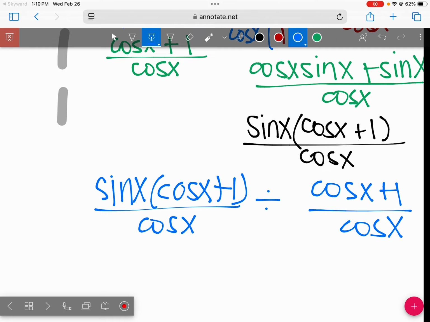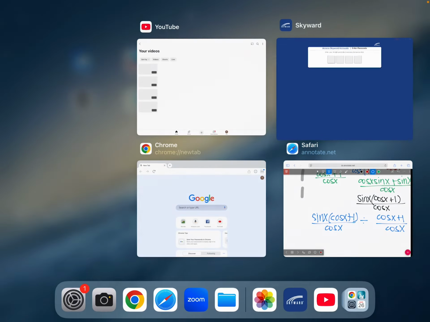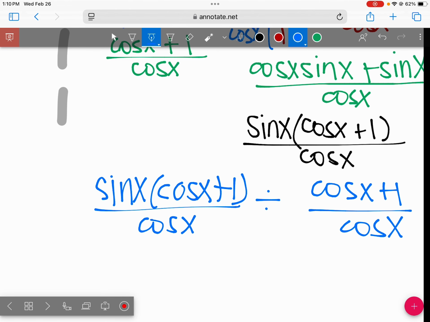Take a minute or 30 seconds and go ahead and try to figure this out for yourself.